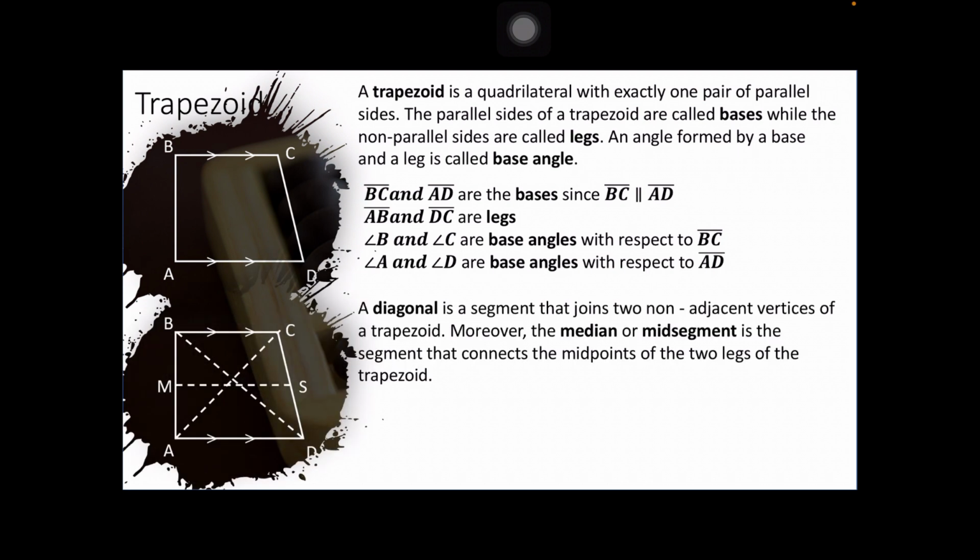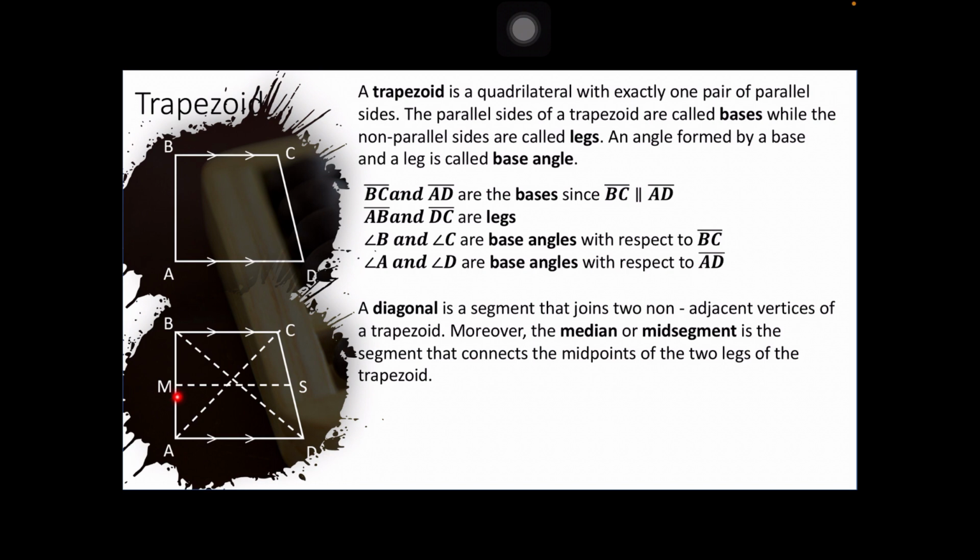Now, ito po, the diagonal. A diagonal is a segment that joins two non-adjacent vertices of a trapezoid. Yan. Ito po yung non-adjacent natin, which is the B and the D. Then, C, segment CA. Moreover, the median or mid-segment is the segment that connects the midpoints of the two legs of the trapezoid. Yan.